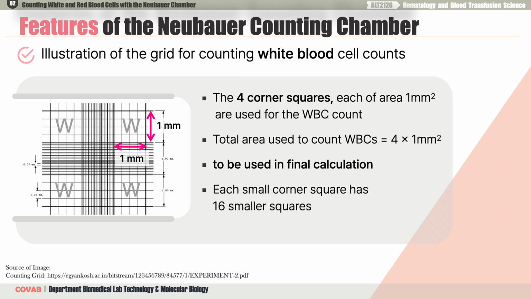Now, it's important to note that each of these small corner squares is subdivided into smaller squares. There are 4 by 4 smaller squares, giving us a total of 16 smaller squares, and we shall see the detail of these smaller squares during the actual leukocyte count.